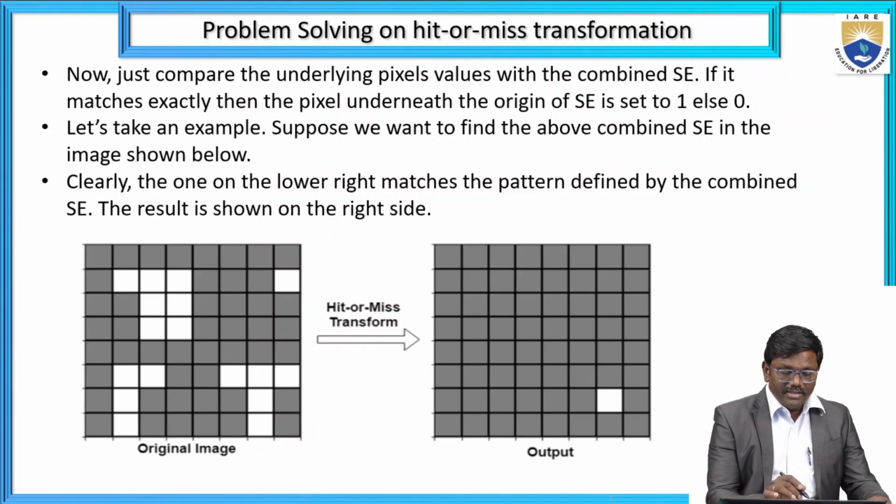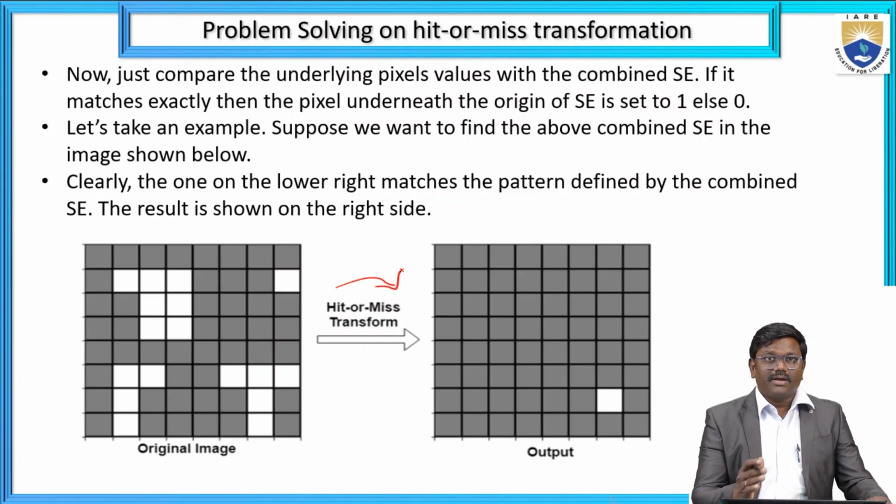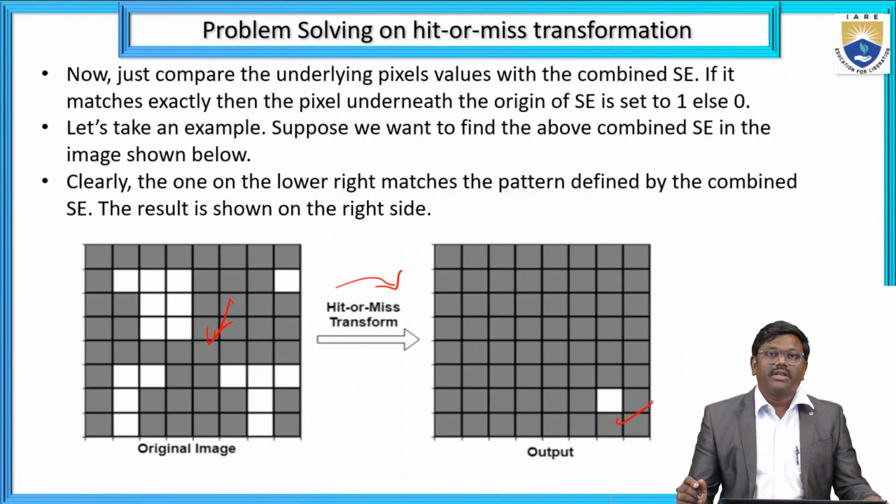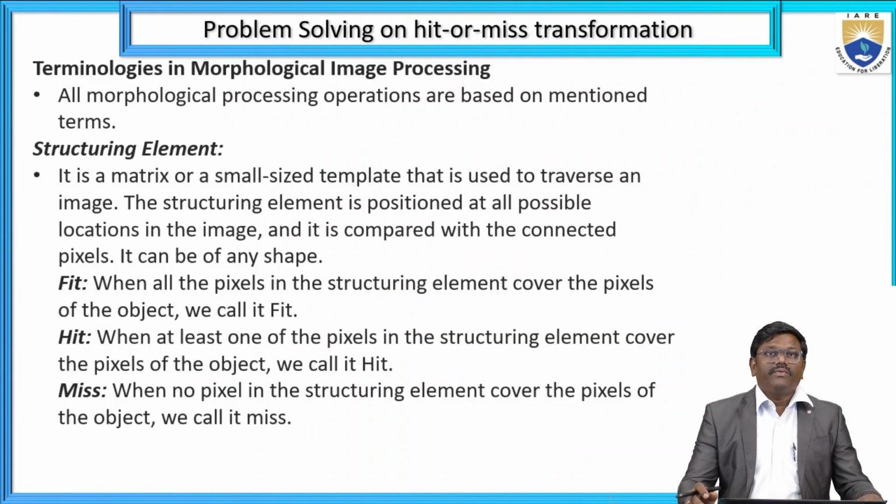You see there, we compare again with the same process. We match the pattern, and wherever it matches, we get output. Where it doesn't match it becomes zero, that is background. So this is the output we want to get.